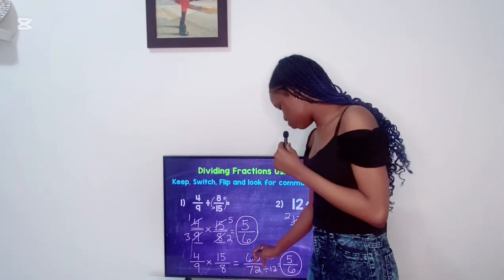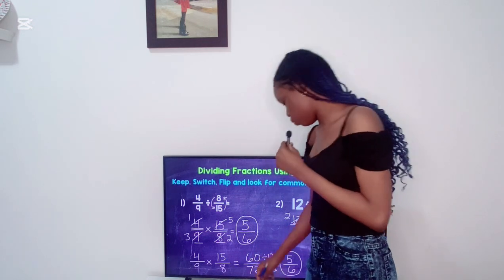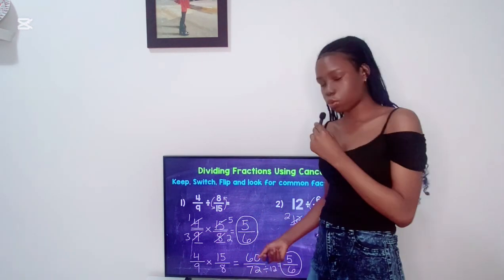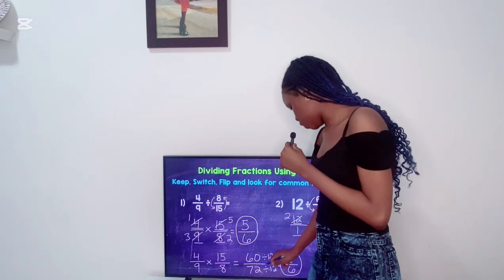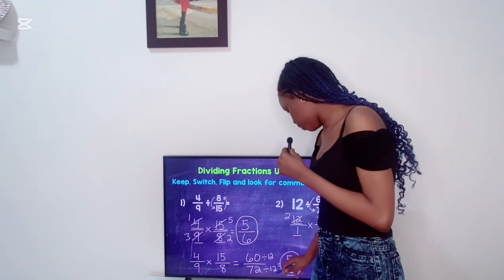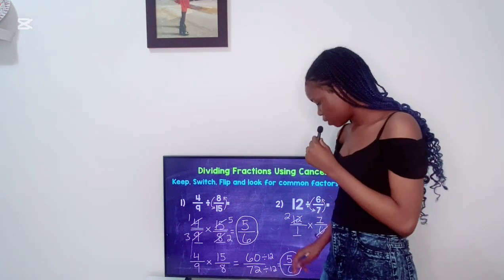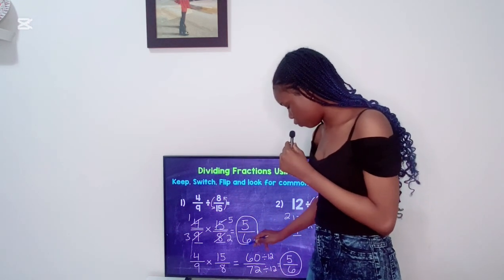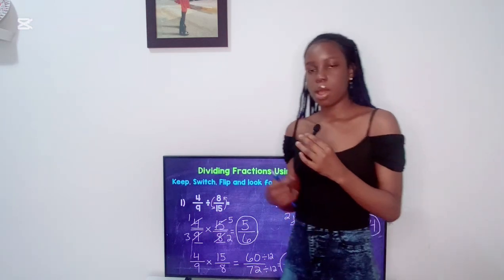So a common factor between 60 and 72, or common factors they have, is 12. So 60 divided by 12 will give us 5. Then 72 divided by 12 will give us 6. So we have the same 5 over 6 over here. But what's the difference? The way we solved it.